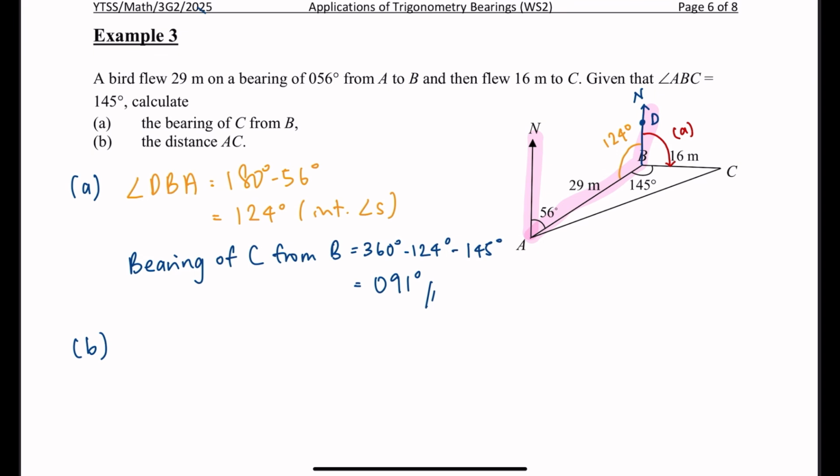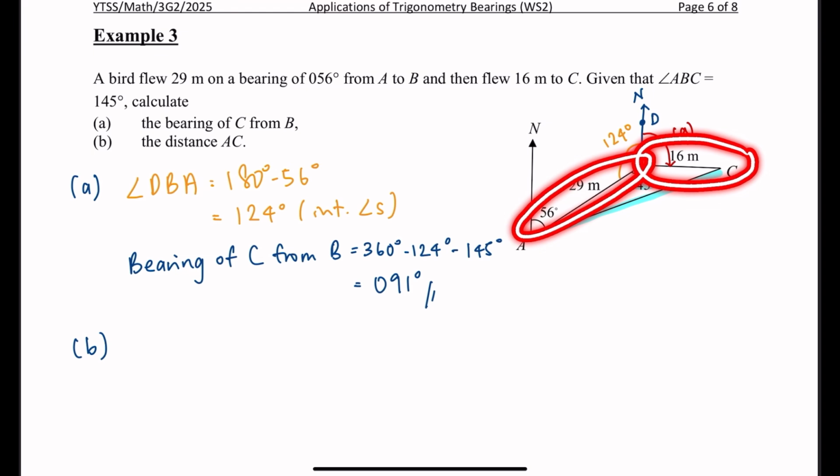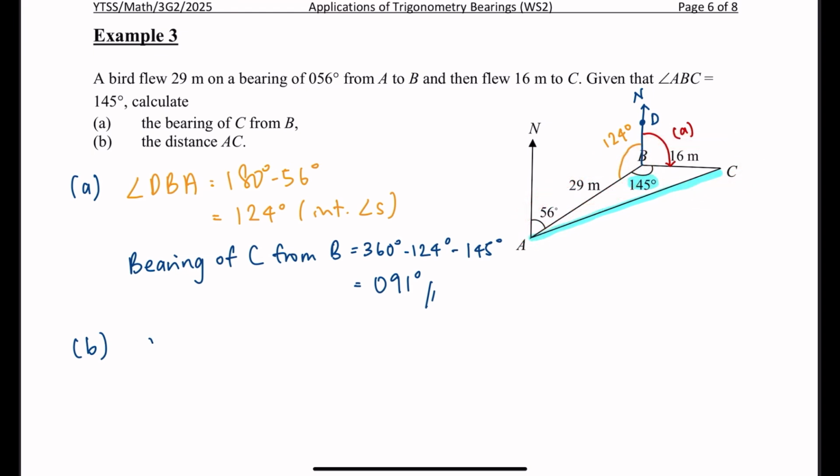Now let's go to part B. I'm going to erase the highlightings here so that you won't be confused. Okay, I want to find the distance AC. Let me highlight in blue. It is opposite the included angle. 145 degrees is included angle because it is in between two known sides, 29 meters and 16 meters. So we can use cosine rule.